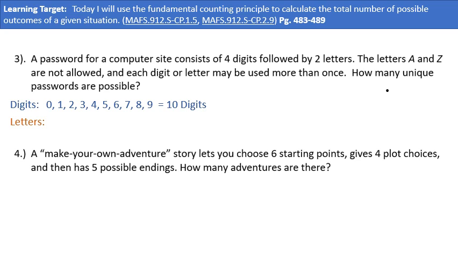Now, how many letters? Okay, well, look at the next sentence in the problem. The letters A and Z are not allowed. So what that means is there's 26 letters in our alphabet. We're going to subtract 2 because we can't have A or Z, meaning we only have 24 different options for letters. Okay, I have 10 different options for numbers. I only have 24 different options for letters.